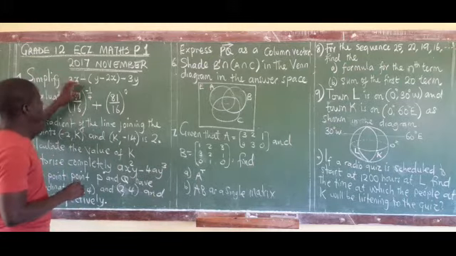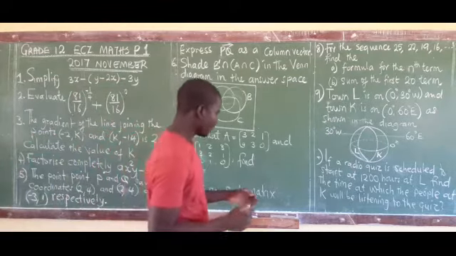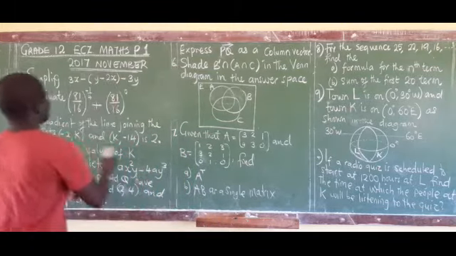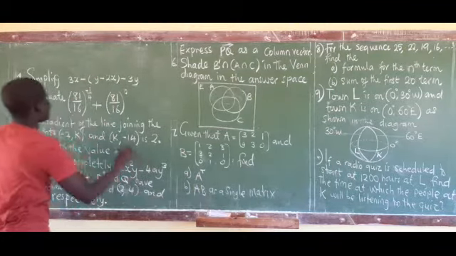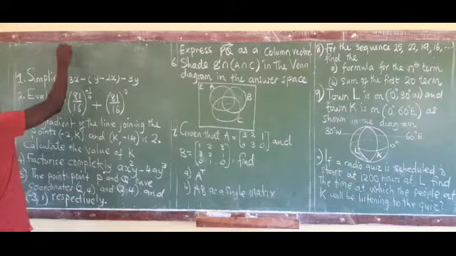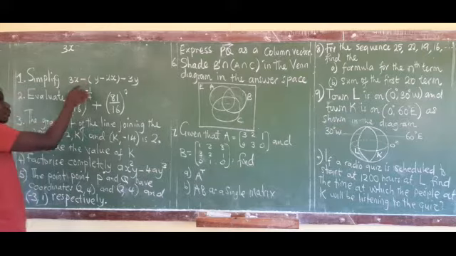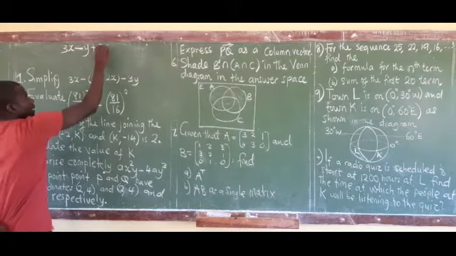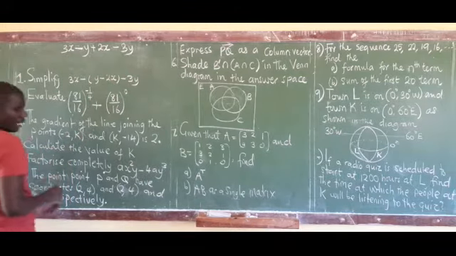Simplify 3x minus, open bracket, y minus 2x, close bracket, minus 3y. How do we simplify this one? We need to get rid of the brackets. Here we're going to have 3x, then we distribute the negative, which is like having a minus 1 here. So we're going to have minus y plus 2x, then minus 3y here. Are we together?